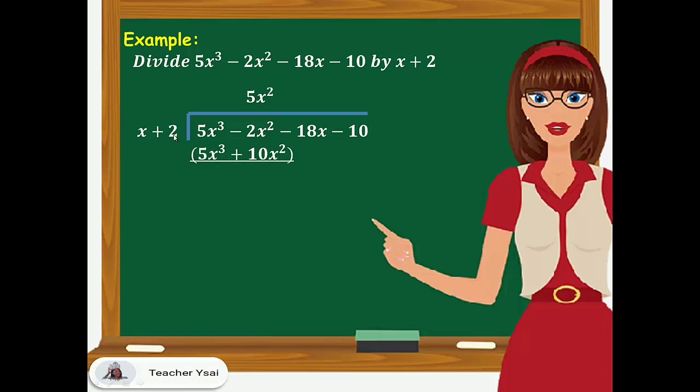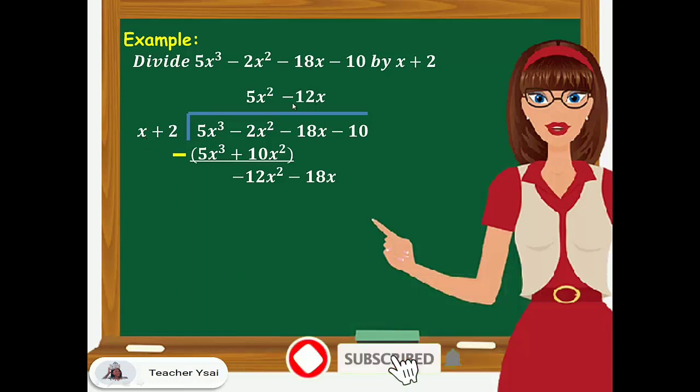Then proceed to subtraction. 5x cubed minus 5x cubed, that's 0. Negative 2x squared minus 10x squared is negative 12x squared. Bring down negative 18x. Continue the process until the remainder is reached, whose degree should be less than the degree of the divisor. Continuing the process, we have negative 12x squared divided by the first term of our divisor, which is x. We have negative 12x.